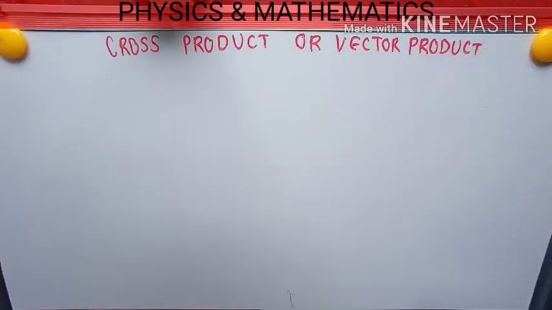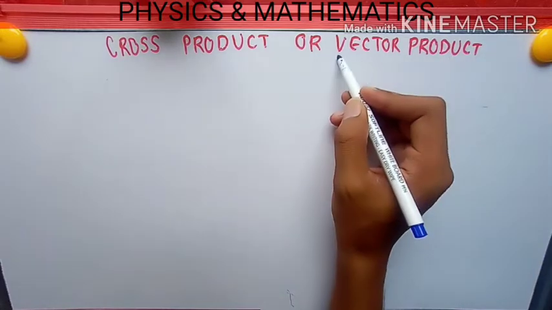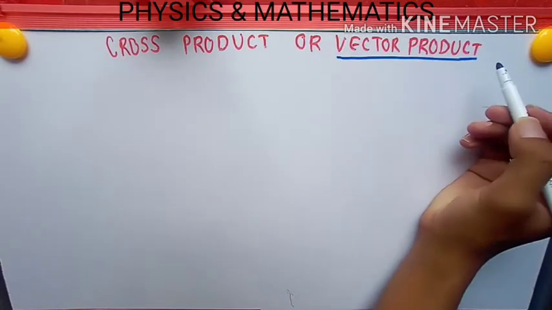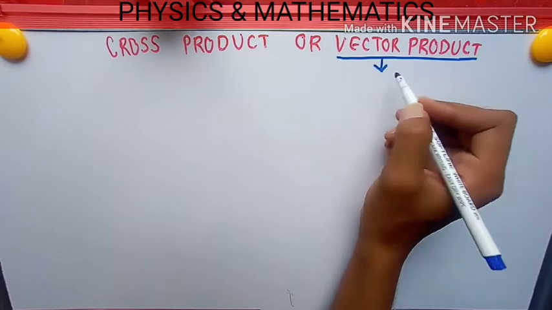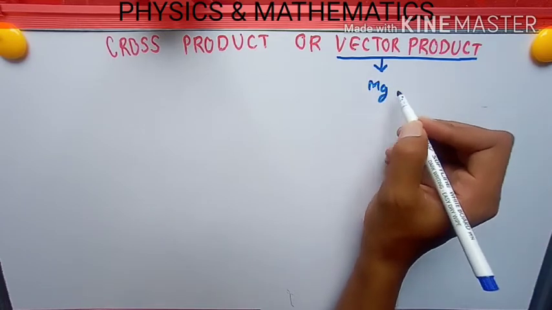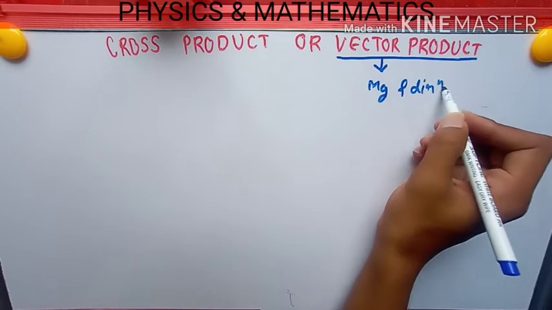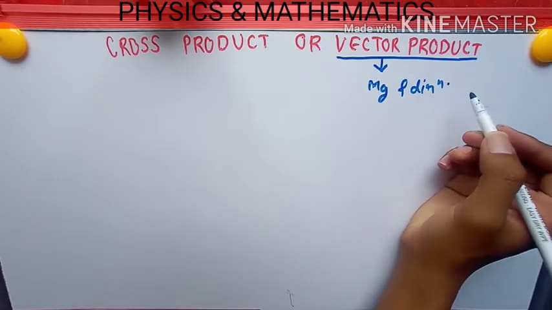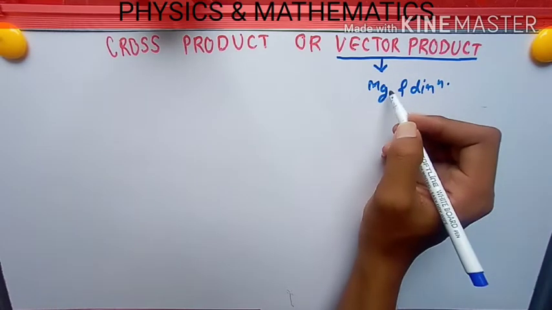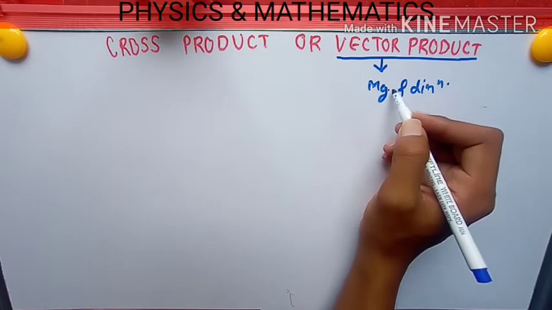So let us begin with the vector cross product. I discussed the dot product in the previous video, and this time I am discussing the cross product, or vector product. The vector product has magnitude as well as direction. Is it clear to you? Okay, so it has magnitude as well as direction.